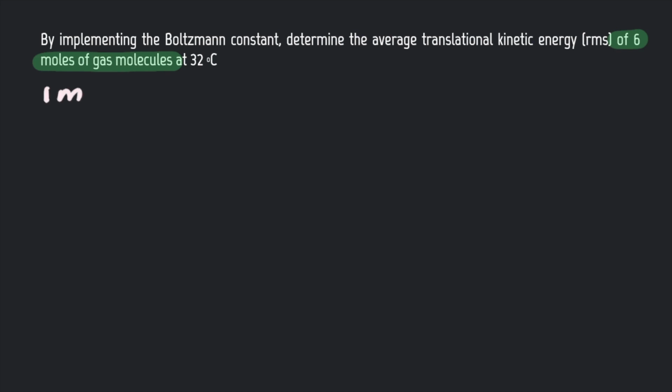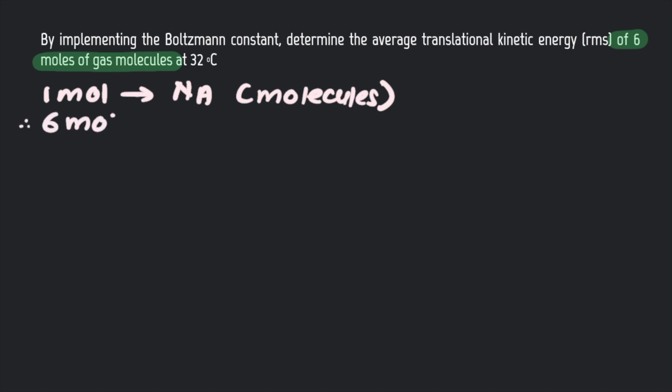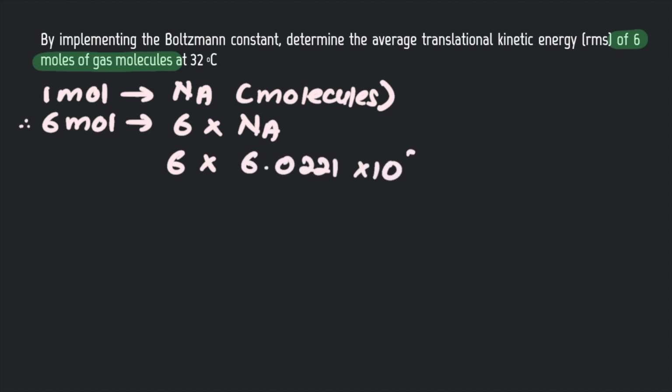So 1 mole of gas molecules is equivalent to the Avogadro number of molecules. Right? So 1 mole is the Avogadro number. Therefore, we have 6 mole, so 6 times the Avogadro number, which is 6 times 6.0221 times 10 to the power of 23. Therefore, it is equivalent to 3.6133 times 10 to the power of 24 molecules.